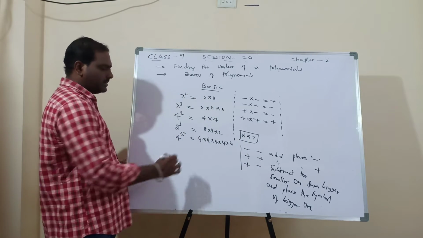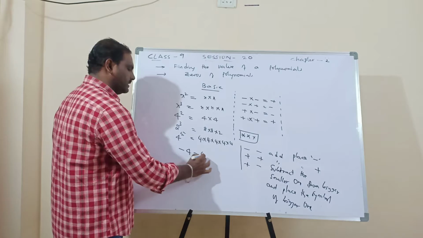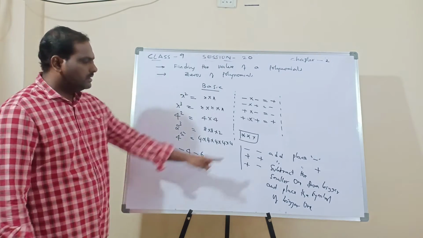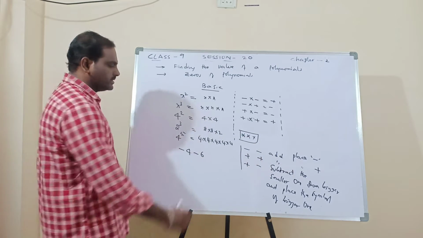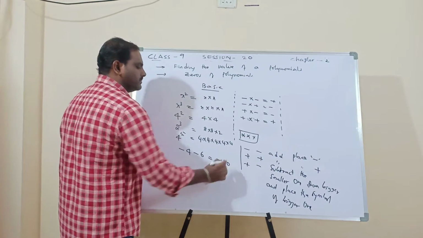Suppose in the last step you got minus 4 minus 6. So what is that? Both minus are there. What you have to do? Add and place minus symbol. So the answer is minus 10.